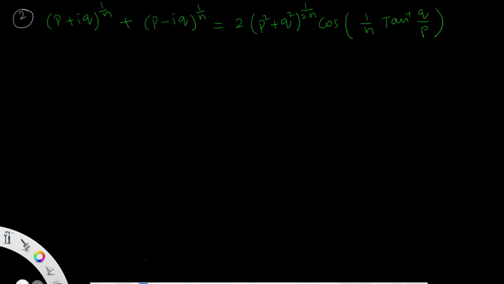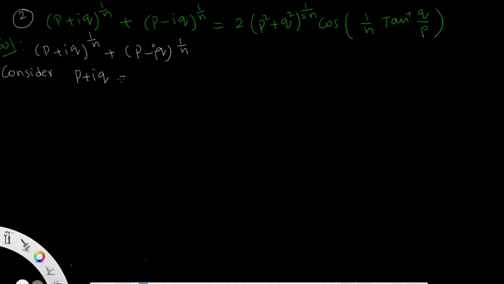Same thing. First, any complex number is always written in the modulus amplitude form, r into cos theta plus i sin theta. Just now we already did it, so in the same way I am doing it here. I am taking the LHS part, that is p plus iq whole to the power of 1 by n plus p minus iq whole to the power of 1 by n. Consider the first part, p plus iq.